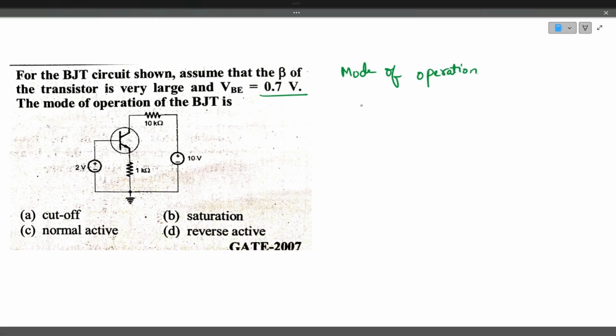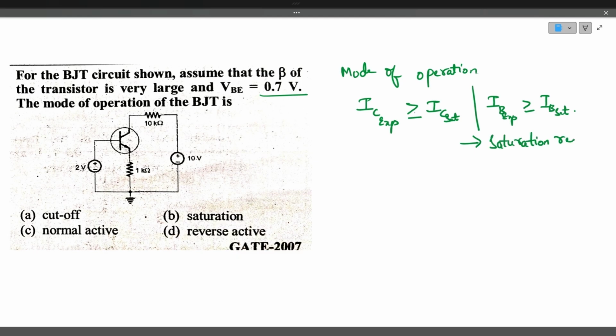First, we must be very clear: if the IC expected value, the collector current value, is greater than IC saturation, or the IB value is greater than or equal to IB saturation, then the transistor is said to be operating in saturation mode. Otherwise, it will be operating in the active region.